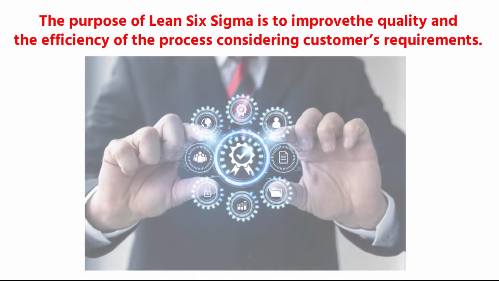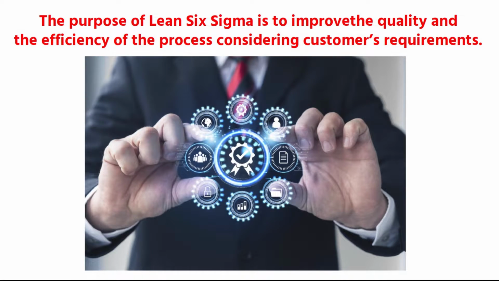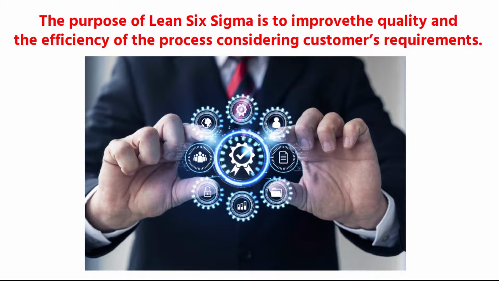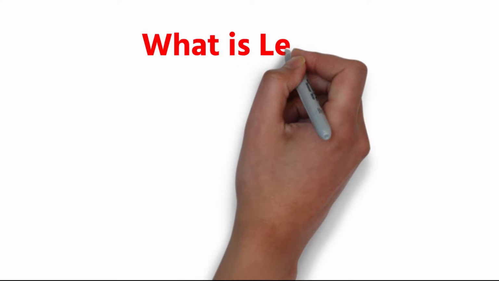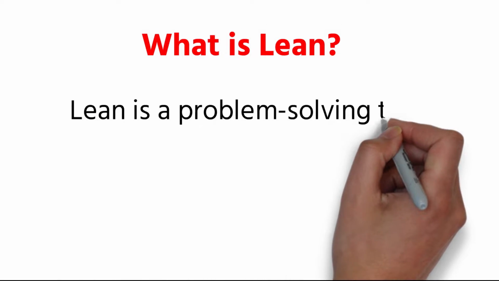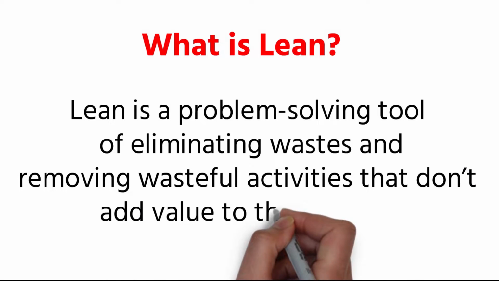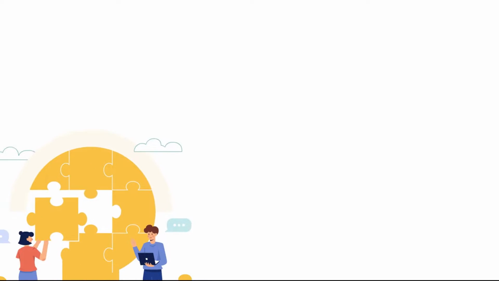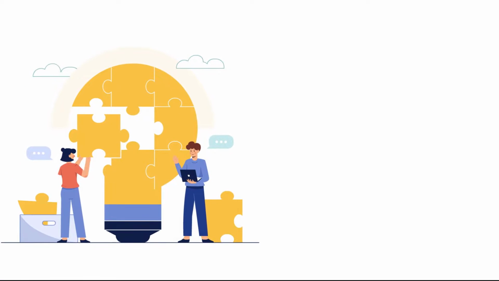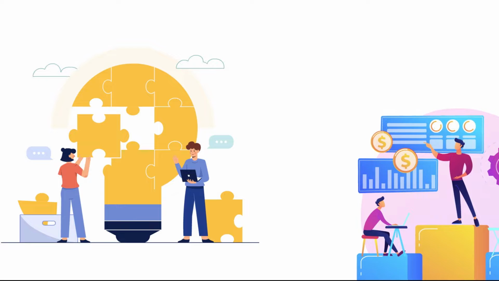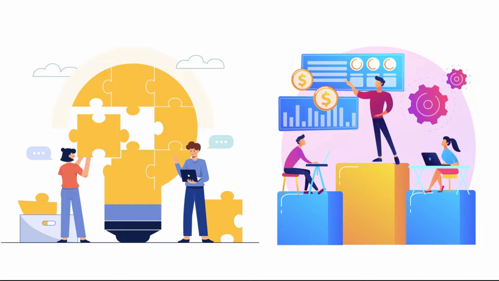Although both Six Sigma and Lean Six Sigma principles focus on improving customer satisfaction, there are some differences between their methodologies. What is Lean? Lean is a problem-solving tool of eliminating wastes and removing wasteful activities that don't add value to the process. Only the activities which add value to the process can be considered. Activities can be categorized by their values in the process. Lean focuses on maximizing customer value by using fewer resources.